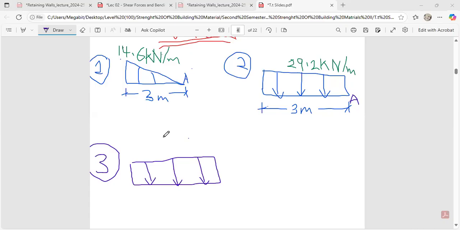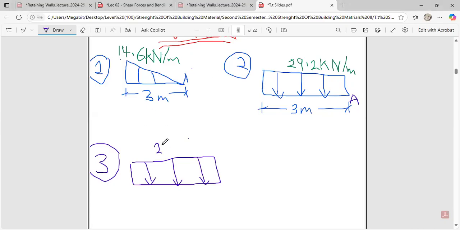So this over here is also 29. The loaded intensity is 29.2 kilonewton per meter. Okay. So now we can proceed and make life much easier.